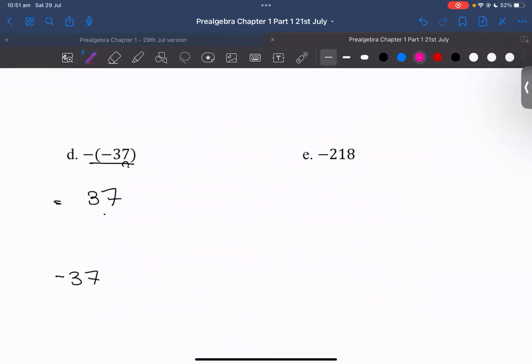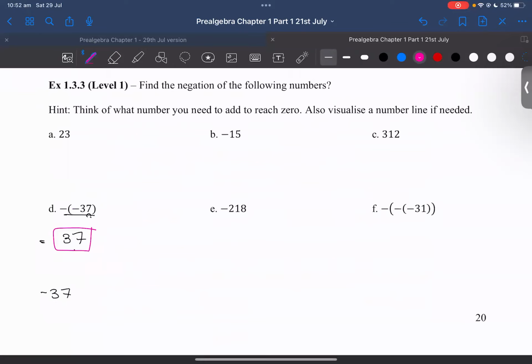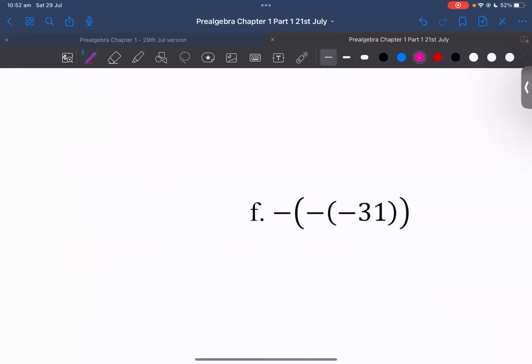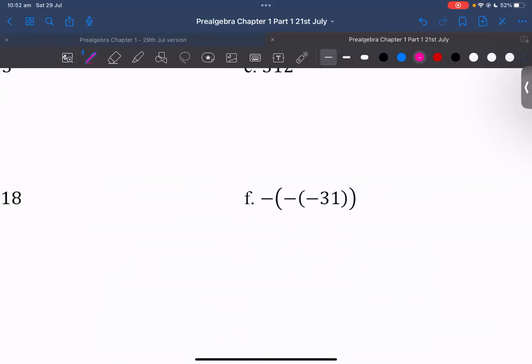What we did first is figure out what the number is by simplifying the negatives. After you do that, you can figure out what the negation of that number is. But for f, if there are three of them, do we just take away 1, so it'll be negative 31 as the negation? That's your answer? Can you simplify that more? You can always, yep.